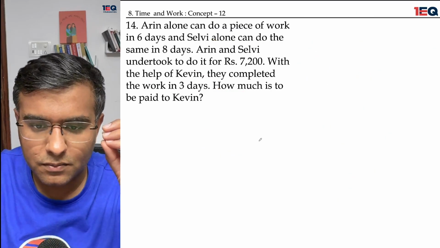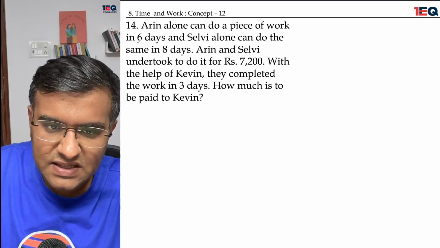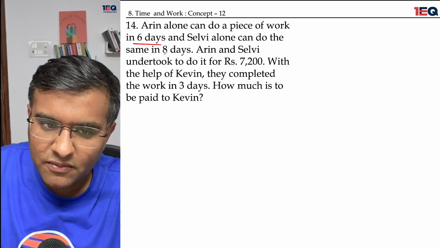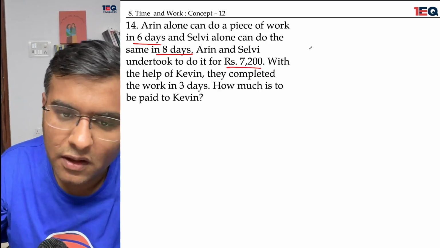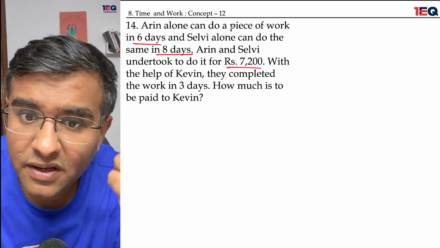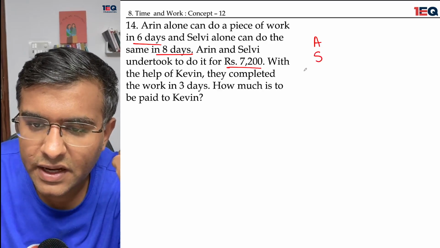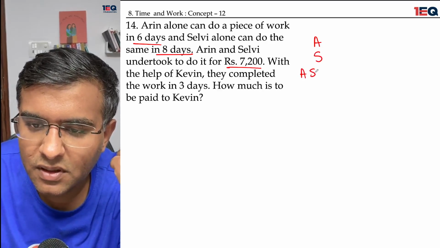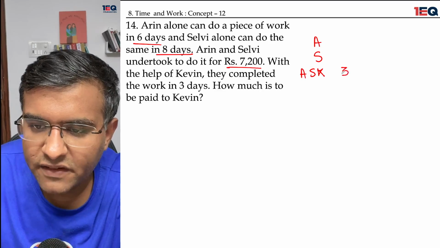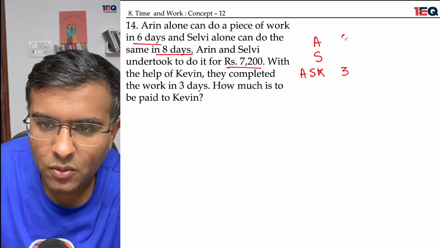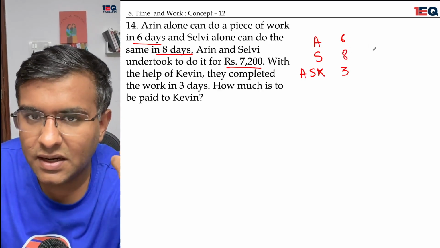Let's move on. Arun alone can do a piece of work in 6 days, and Selvi alone can do the same work in 8 days. Arun and Selvi undertook it for 7,200 rupees. With the help of Kevin, they completed the work in 3 days. So I have Arun, I have Selvi, then I have a company of three people, A, S, and K, because Kevin also came into the picture. Along with Kevin, they did it in three days. They alone were doing it in 6 and 8.